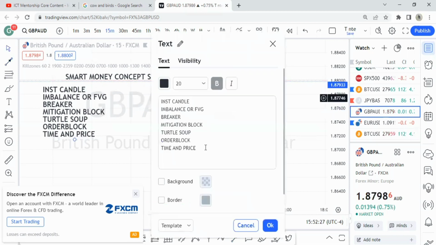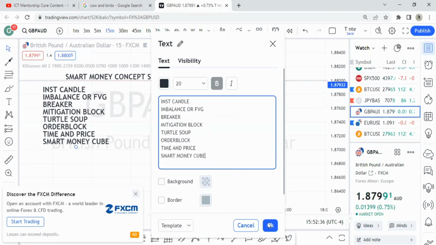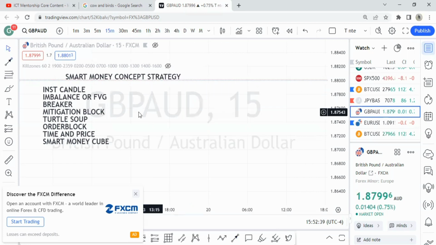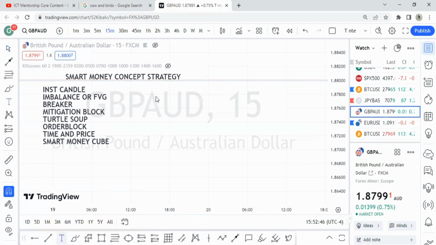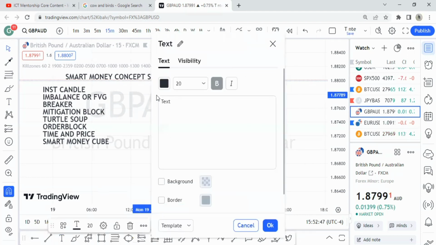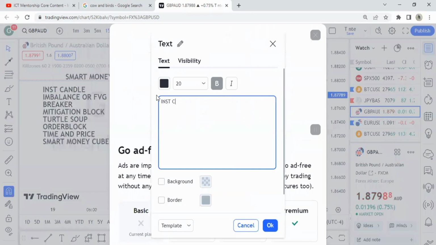Okay, I remember one now. Smart money cube. So we have the cube, right? We have the smart money cube. I didn't remember that earlier. So we have the smart money cube. All right. So those are the things that when you're talking about smart money, you're referring to all these things. For the sake of this call, we're talking about just one, which is the institutional candle. That's what I want to talk about.